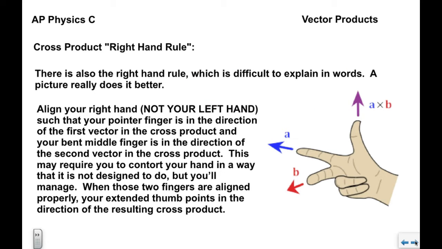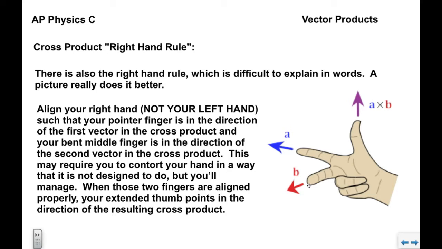Okay, there is another way to go from a cross product to a result, particularly with I, J, and K. This is tough to put into words. We'll do this in class with your right hand. Align your right hand so that your pointer finger is in the direction of the first vector. That's A in this case. And when you bend your middle finger, it is in the direction of the second vector in the cross product. So that's B in the diagram here.